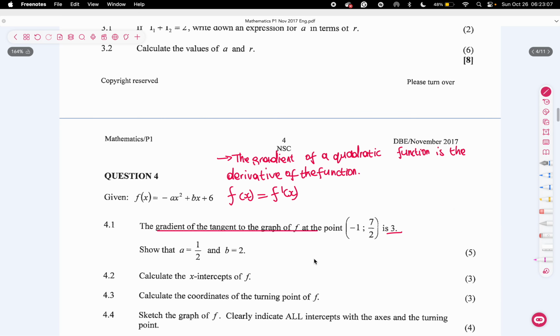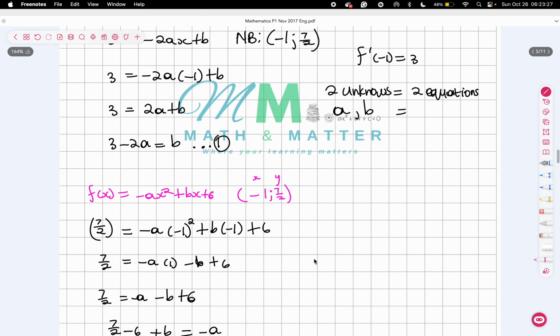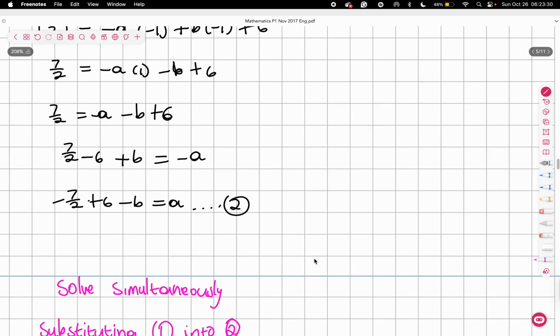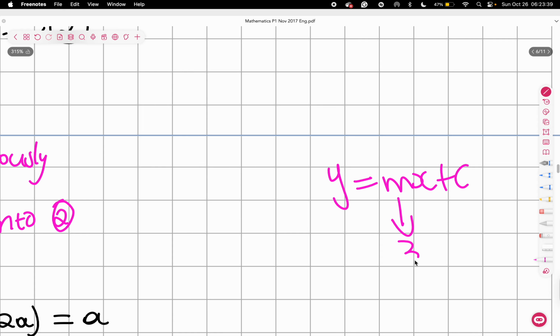So the key here is understanding that the derivative of a quadratic function is the gradient of a tangent. That's the most important thing to remember. And then after that, they can then say, okay, what is the equation of the tangent? So that's when you're going to say y is equal to mx plus c, but you already have m, which is 3. You already have the point, which is negative 1 and 7 over 2. The only thing that will be left for you to do is to solve the c.